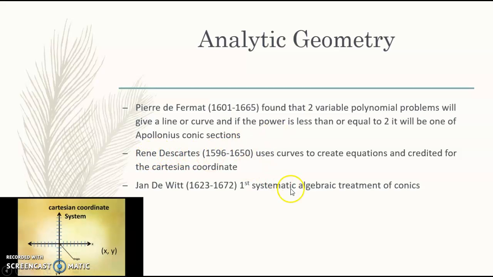Okay, next we have René Descartes. He used curves to create equations and is credited for the Cartesian coordinate system, which you see down here. We also have John de Witt. He gave the first systematic algebraic treatment of conics.